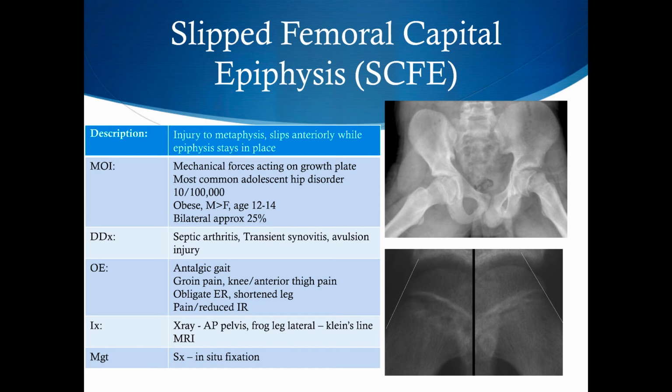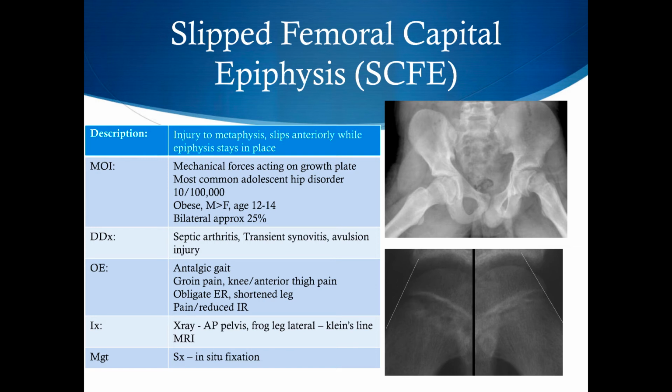Oftentimes, it's more in overweight individuals, more commonly in males in the ages of 12 to 14. And in approximately 25% of the cases, it is bilateral. And you can see a picture there on the right of a SCFE injury on the x-ray. In terms of the differential, again, with a pediatric athlete, you need to be thinking about different causes as well. Things like septic arthritis, transient synovitis, or an avulsion injury should be on the differential. Kids with this condition may have an antalgic gait, so they may be limping, present with groin pain or anterolateral thigh pain.